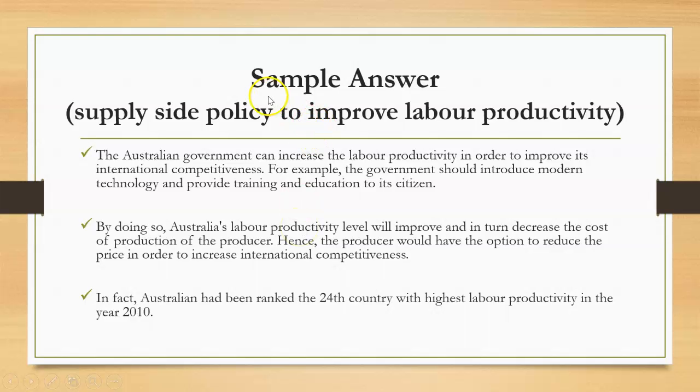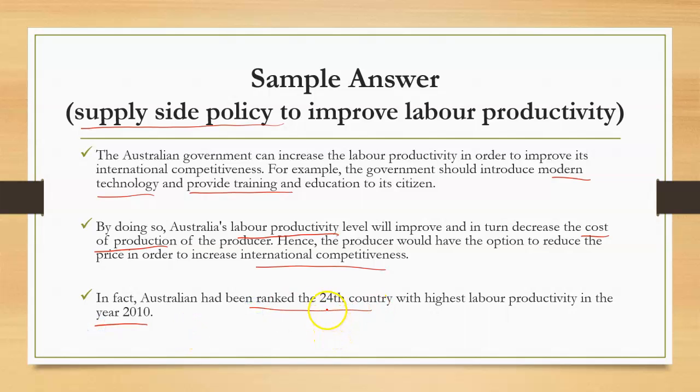Now let me show you one sample student answer. The grammar may not be right, but this is the sample student answer as it is, where this student actually explained how government can use supply side policy to improve productivity. The student wrote about training and about introducing technology. By doing that, labor productivity can improve. When labor productivity improves, it actually reduces the cost of production and therefore increases international competitiveness level. And an example given is what we have covered just now.